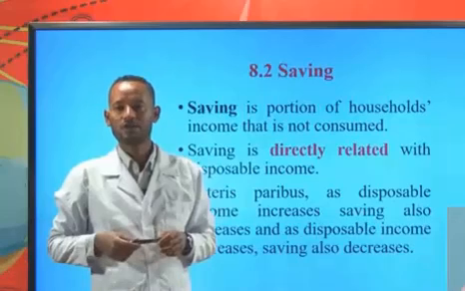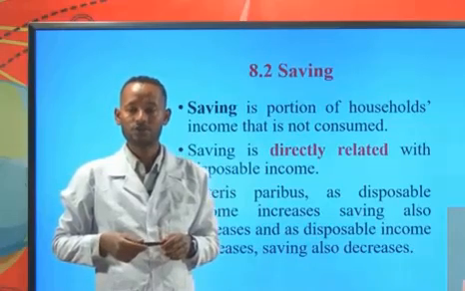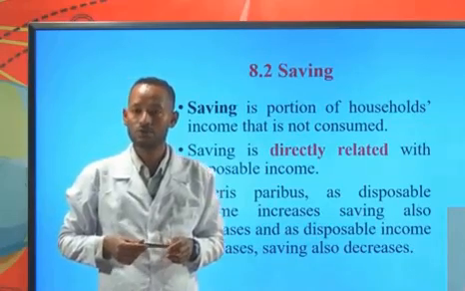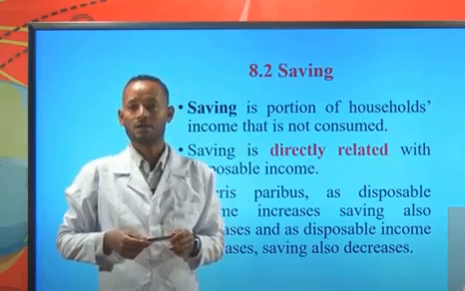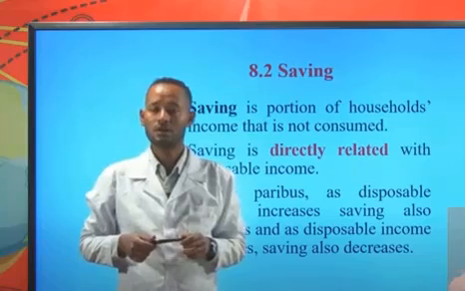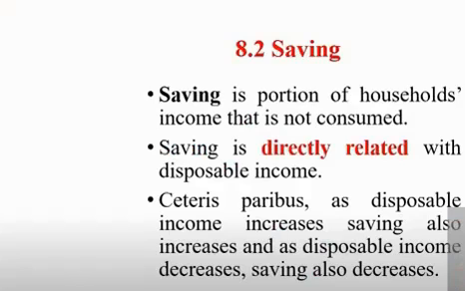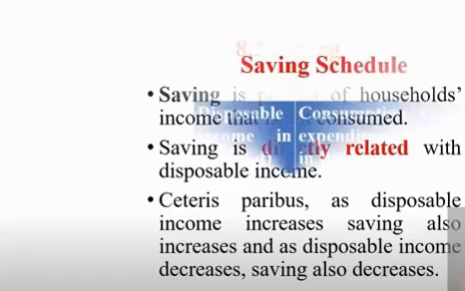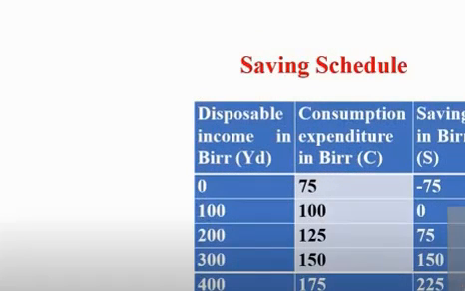Saving is the portion of a household's income that is not consumed, or simply anything that is not consumed is called saved. The level of saving of a household is directly related with the level of disposable income. That means as disposable income increases, the level of saving will also increase, and with a decline in disposable income, saving will also decline. Now let's see the saving schedule.